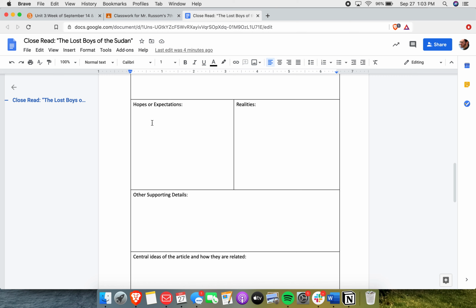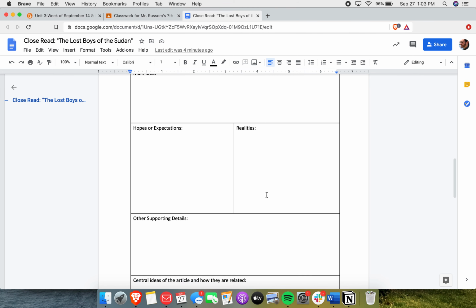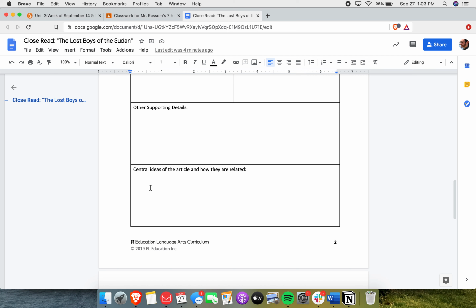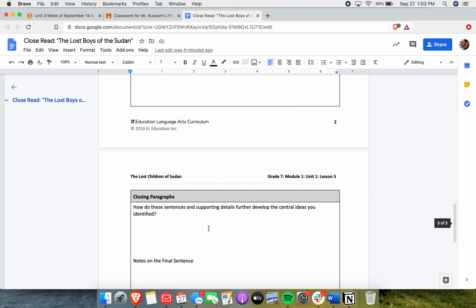So compare and contrast, you can bullet point a few hopes and expectations versus what actually happened as a result. Supporting details will support both the main idea and hopes and expectations versus realities because they're the same thing. Finally, at the bottom, remember we talked about the central idea of the article. That central idea of the article being something about how the Lost Boys came to be known as the Lost Boys, about their journey. Remember, this is a nonfiction text talking about the Lost Boys. So how does this paragraph, or these 2 paragraphs, help us support the main idea of the article? That's what you're answering in this last box here.